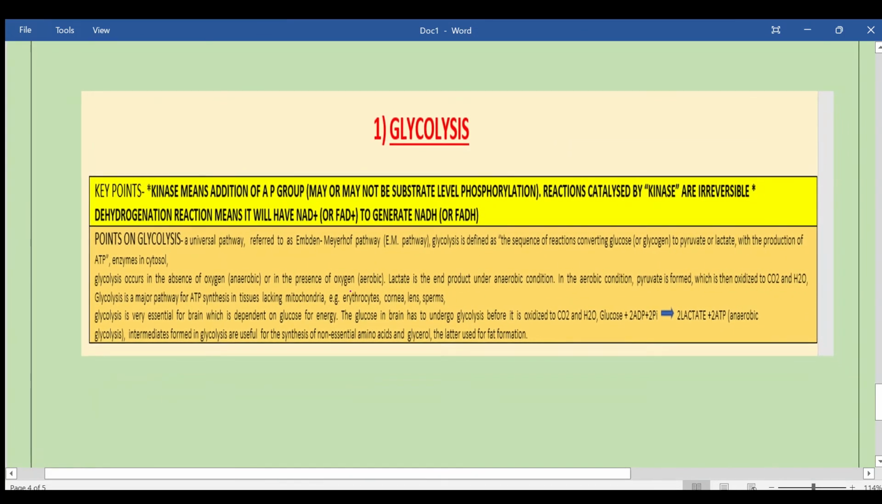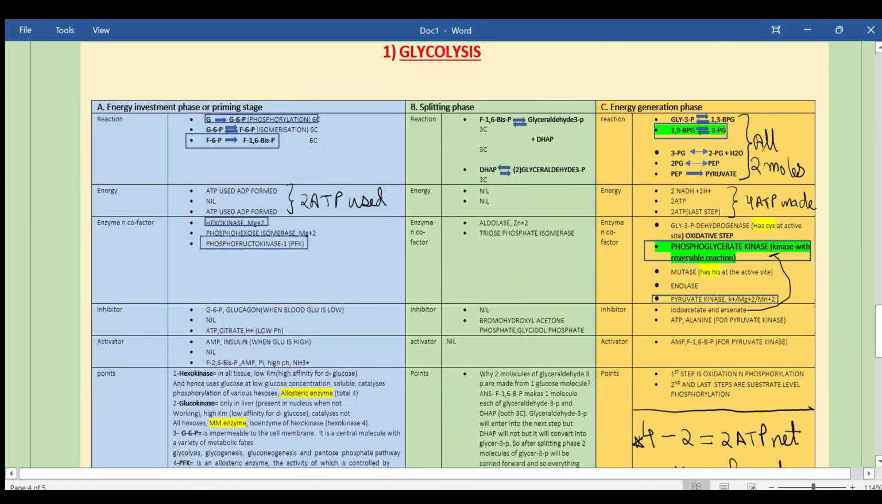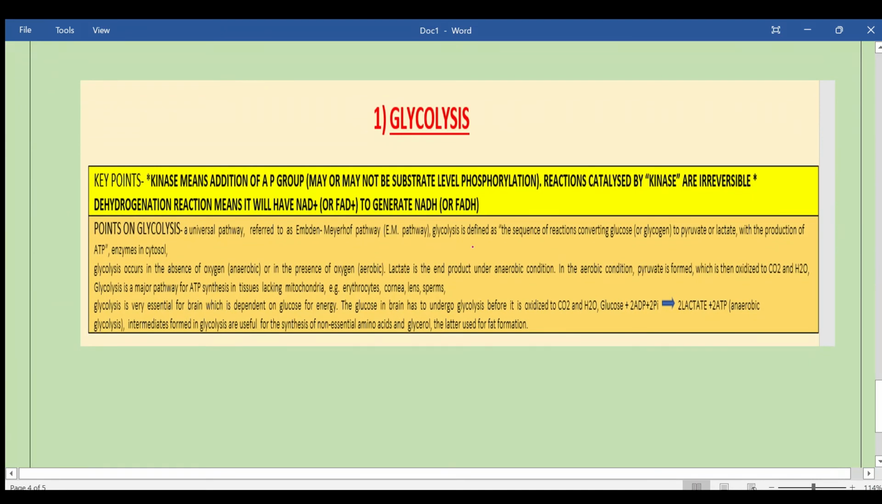Now the last few points. Key points: kinase means addition of a phosphate group, which may or may not be substrate level phosphorylation. Reactions catalyzed by kinases are irreversible, but the exception here is phosphoglycerate kinase. Okay, it is the exception. And dehydrogenation reaction means it will have NAD plus or FAD plus to generate NADH or FADH.